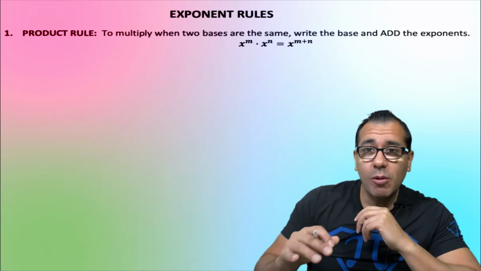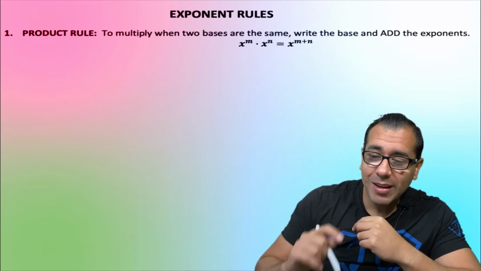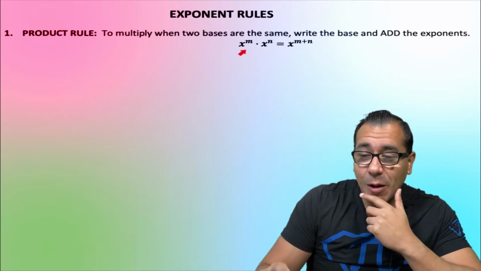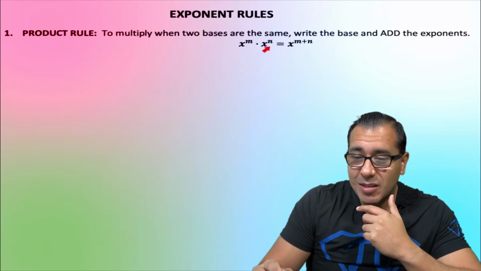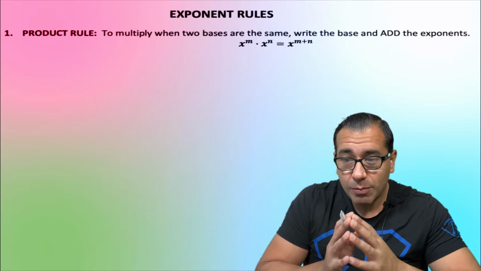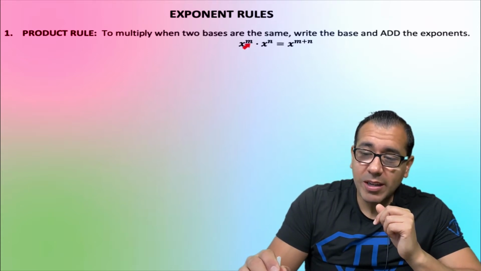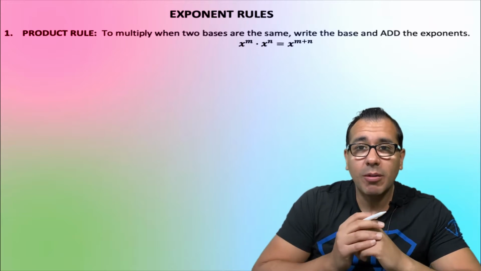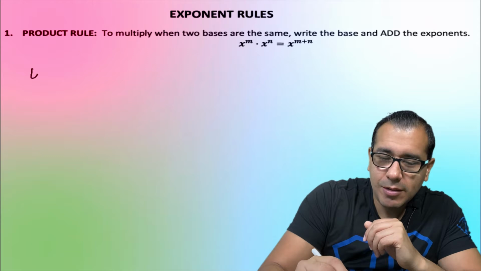The first exponent rule we're going to look at is the product rule. And check it out. The product rule says when two bases are the same and you multiply, all we're gonna do is add their exponents. It's that easy, all right? So let's do an example here.